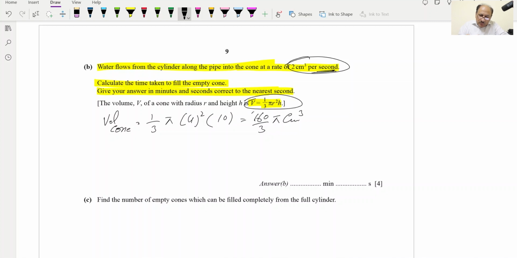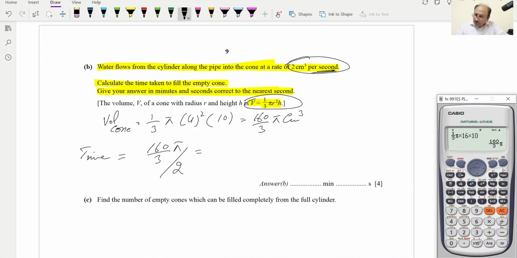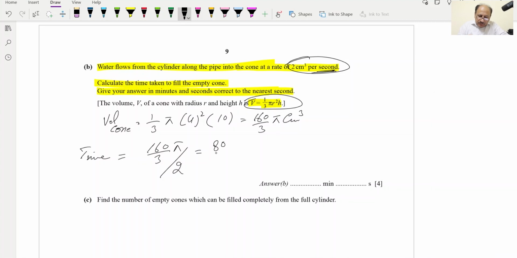So this volume which we calculated, we will be checking how much time it will take. So time taken will be equal to 160 over 3 pi, divided by 2, which will be equal to 80 by 3 pi. I'm keeping pi because I don't want to lose the decimal values, and at the end we will be rounding, so our answer will be closer to the original one.